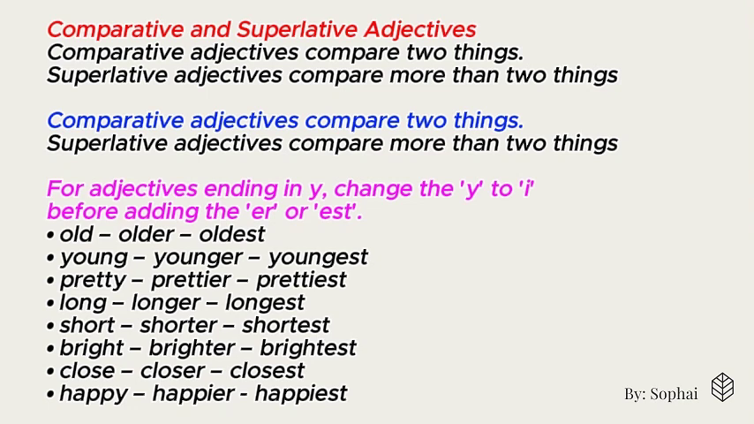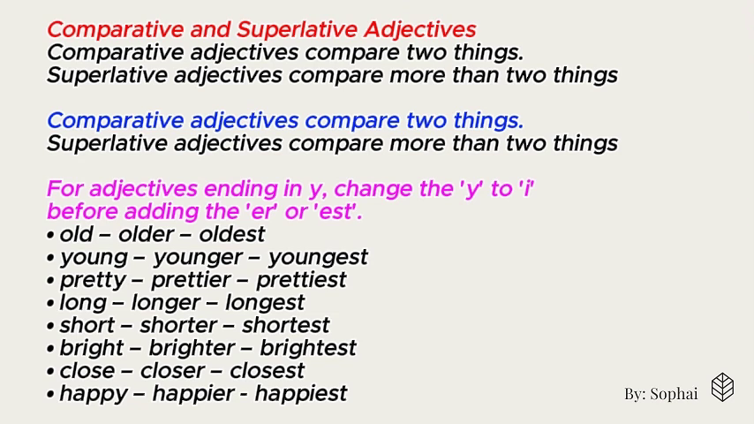Comparative adjectives compare two things. Superlative adjectives compare more than two things. For adjectives ending in y, change the y to i before adding er or est. Old, older, oldest, young, younger, youngest.